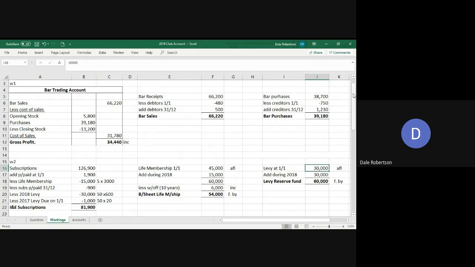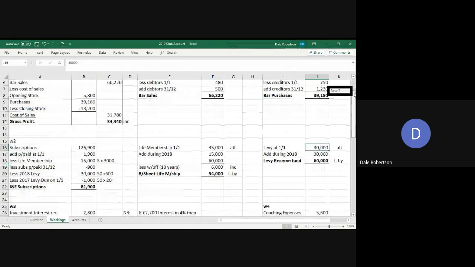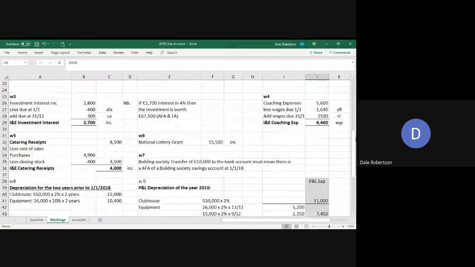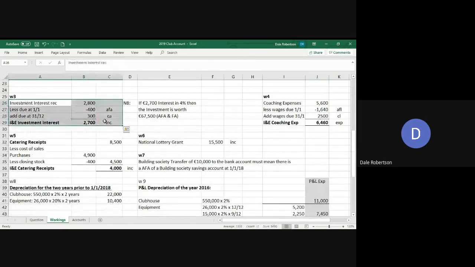Now, that brings us neatly on to, once we've done bar trading account and subscriptions, then we go seeking out other adjustments. And I always say we start at the top sentence and we look for anything else which is due or prepaid. So the first thing at this point which is due or prepaid, well, I see investment interest due. So that leads me on to this working here. Investment interest due. Well, the investment interest in the question, it says that we have received investment interest of 2,800 into our bank account.